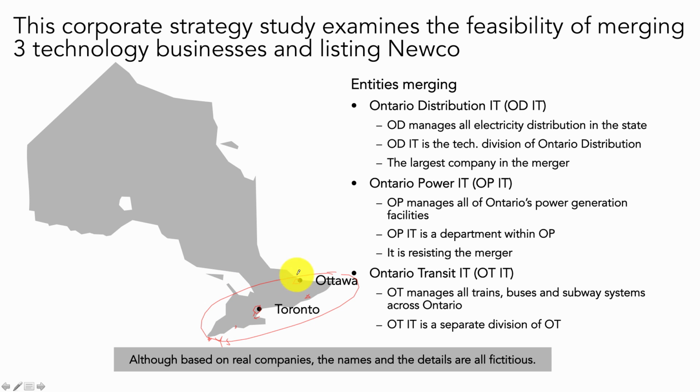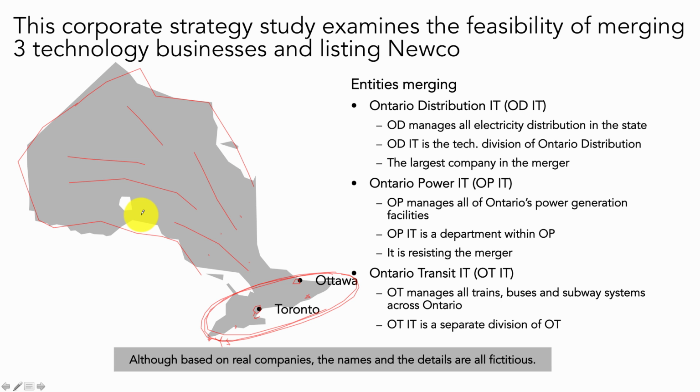So most of the activity and most of the population of Ontario sits here, but there's all kinds of activity taking place up here, and obviously distribution lines need to extend all over the state wherever there's people, and there's obviously bus lines being managed here and so on. So let's just give you a rundown of these companies.